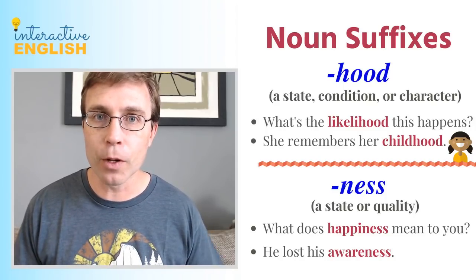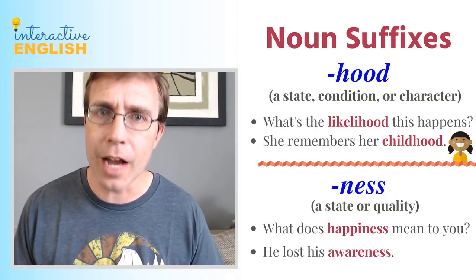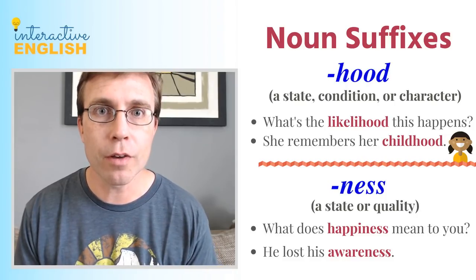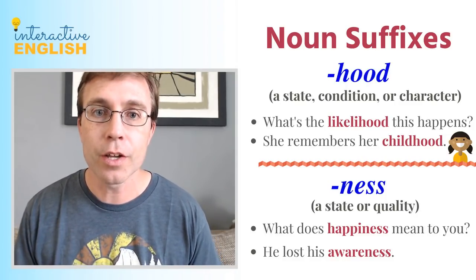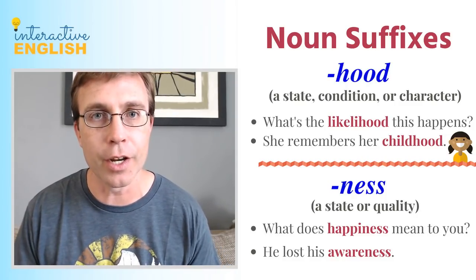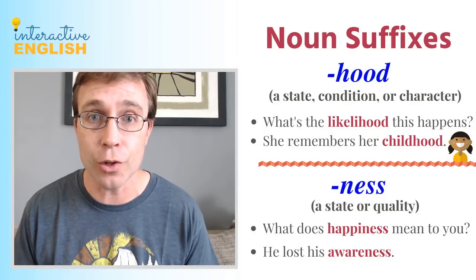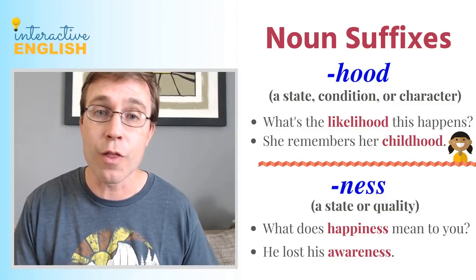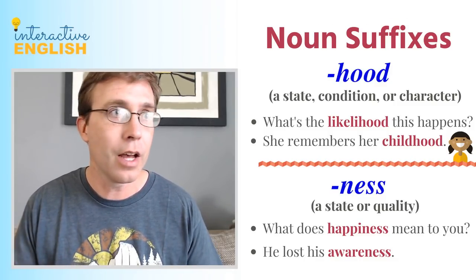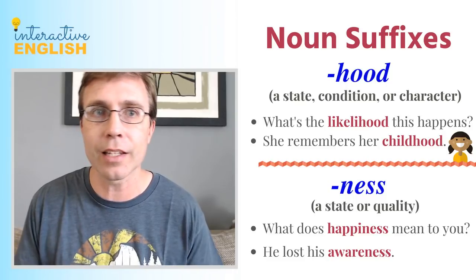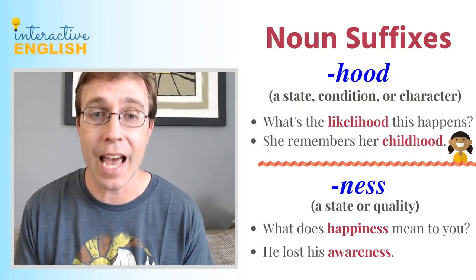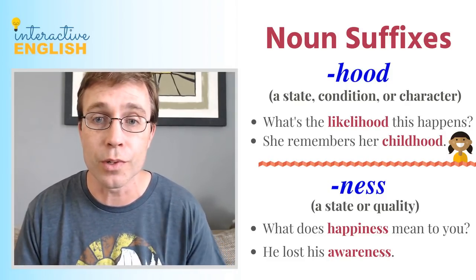So for example, if something is likely, then you're asking about the possibility. But if we want to use it as a noun, you might ask, what's the likelihood this happens? This is a common way that this noun is used. Somebody's asking about the likelihood. What's the likelihood of this event? What's the likelihood that something happens? This is a common way that it's used.